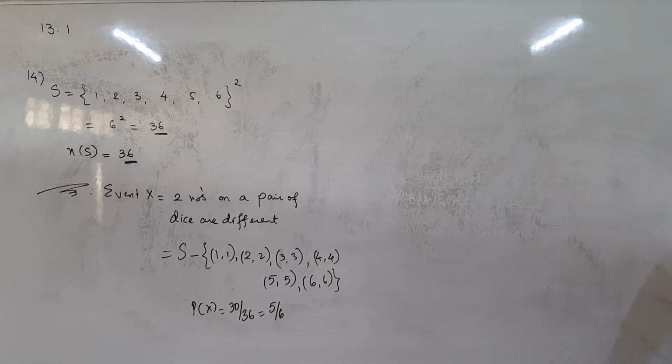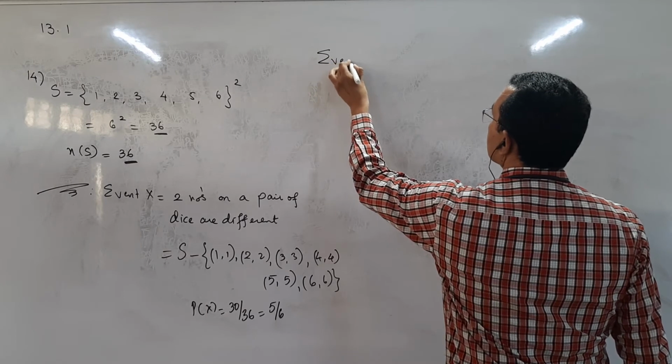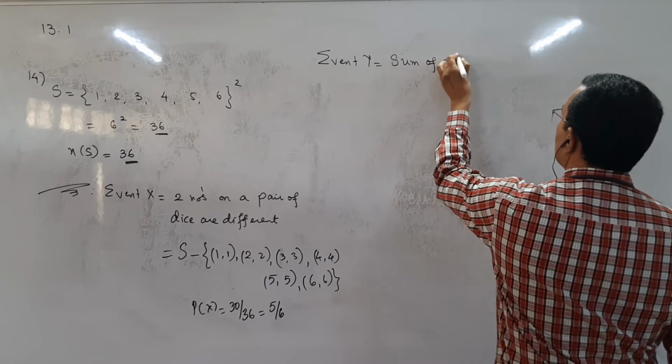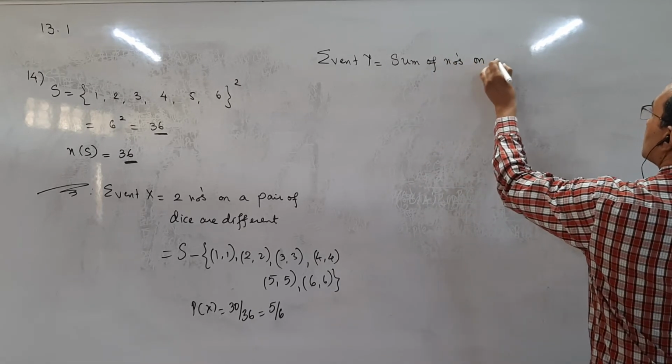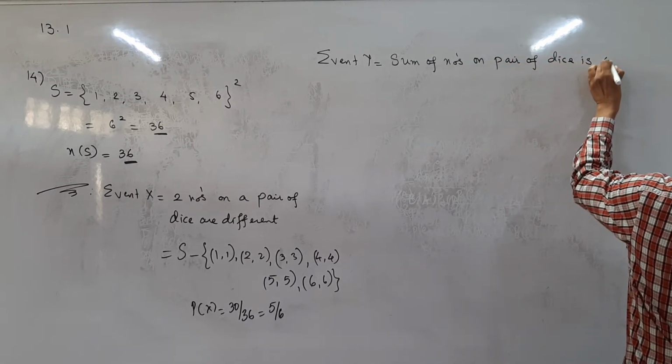This, students, you have to understand. 1,1 will not come, but 1,2, 1,3, 1,4, 1,5, 1,6 will come. 2,2 will not come, but 2,1, 2,3, 2,4, 2,5, 2,6 will. Like that, 3,1, 3,2, 3,4, 3,5, 3,6. Given that numbers obtained on throwing a pair of dice are different, find the probability of the given event y: the sum of numbers on the pair of dice is 4.